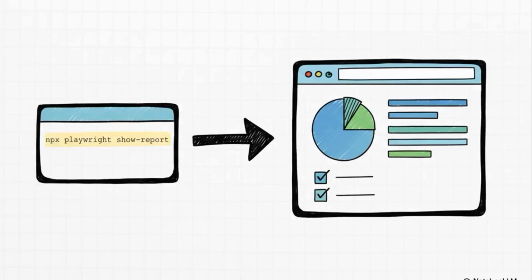But wait, it gets even cooler. After the run is finished, you can type npx playwright show-report, and this opens up this gorgeous, fully interactive HTML report right in your browser. You can click into every test, see every step, see exactly how long things took. It's a way better way to see what's going on.